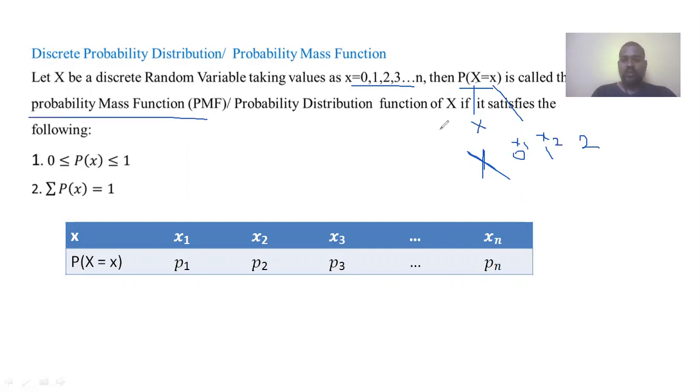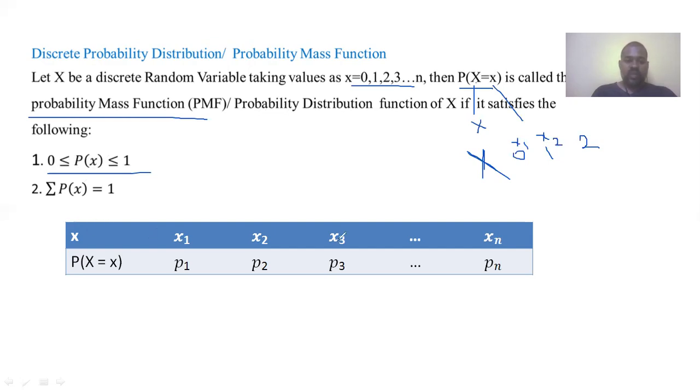It's called the probability mass function. So the respective function we call as probability mass function, and it satisfies the following conditions. For any random variable, the probability of any event is always between 0 and 1, and the sum of all probabilities is equal to 1.